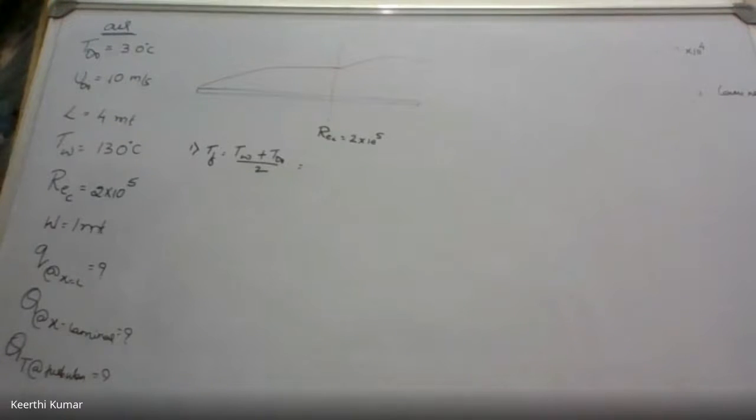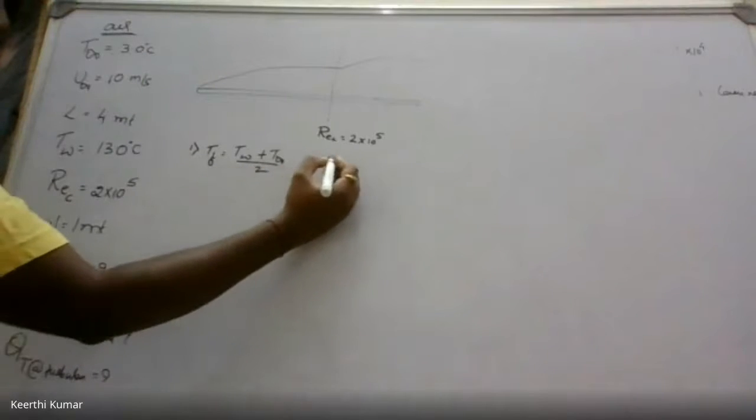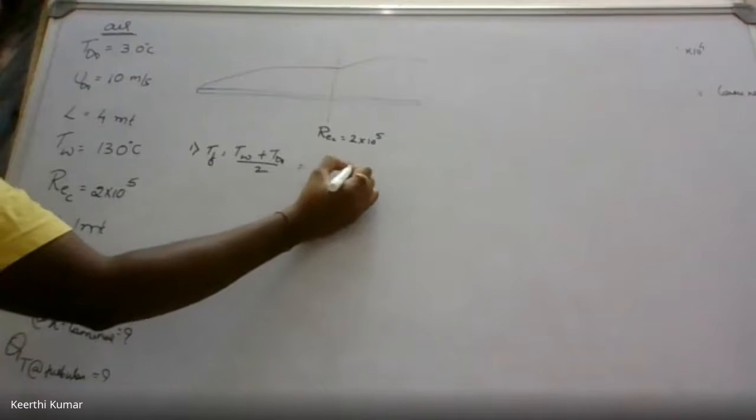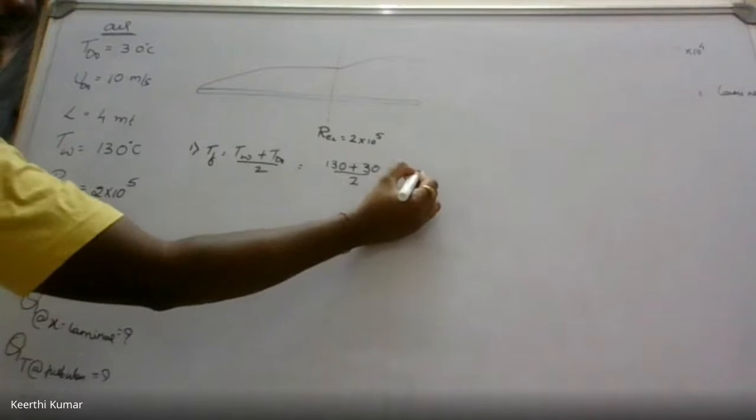It is simple. If we go with engine oil or some other liquid, then I will show you where to find the properties. So now, as it is dry air, T_F is how much? 130 plus 30 by 2, so 160 by 2, that is 80 degrees centigrade.